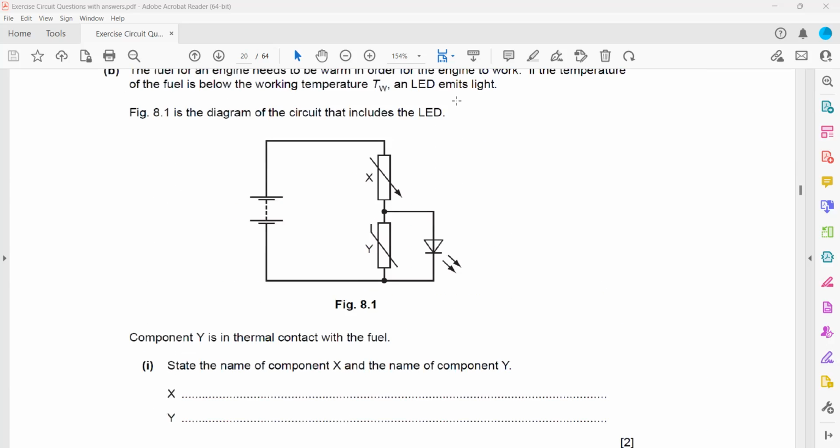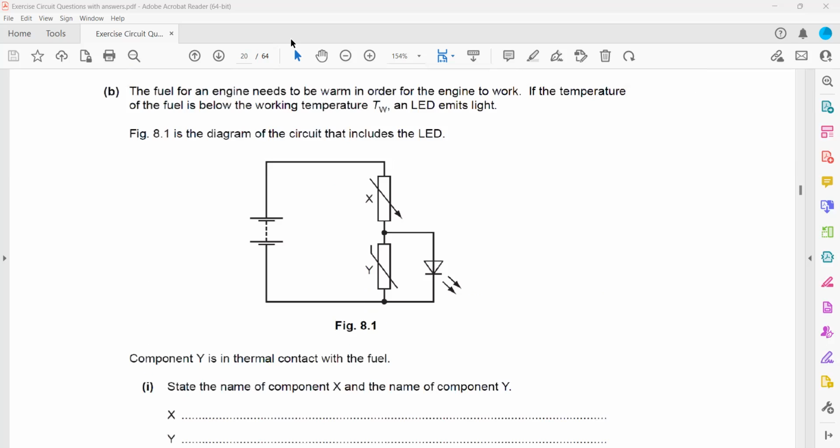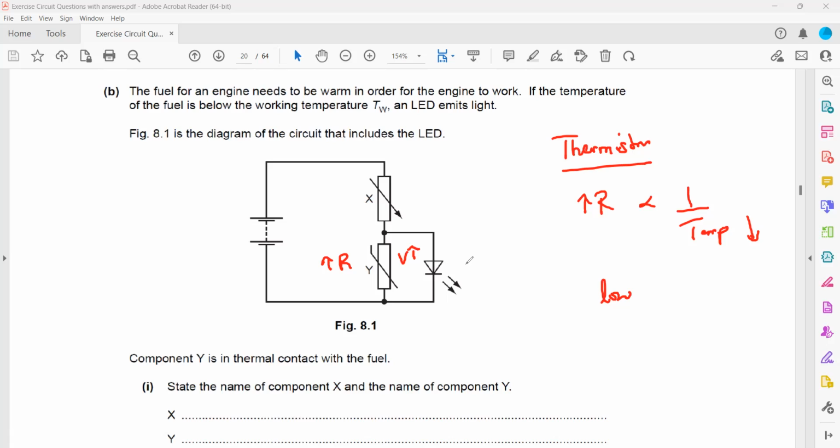So first, why is the LED switched on? As we know, for a thermistor, its resistance is inversely proportional to temperature. So when we have a low temperature, the resistance of the thermistor is high. So it will have more voltage across the thermistor, and there is a light emitting diode or LED in parallel to the thermistor. So there will be more voltage across the LED as well, because they are in parallel, so equal voltage will be there. As a result, when the voltage is high, this LED will be on and emit light.